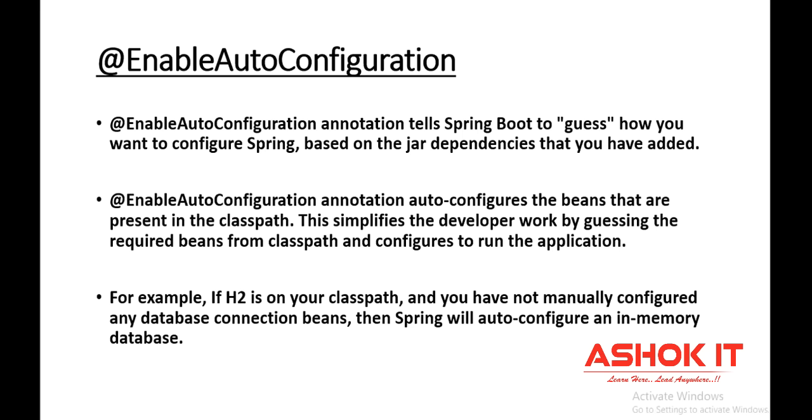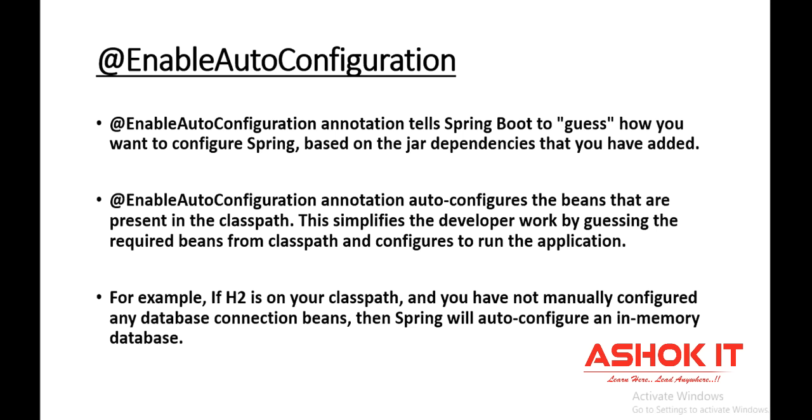Similarly, if you add the web starter in the pom.xml, then auto configuration will guess that for this application a Tomcat container is required to run. So it is going to guess the components that are required to run our application. So how is it going to guess what components are required? Let us see a simple example for that.